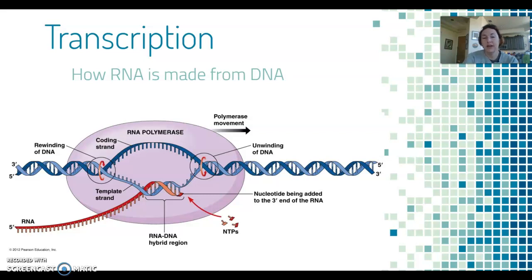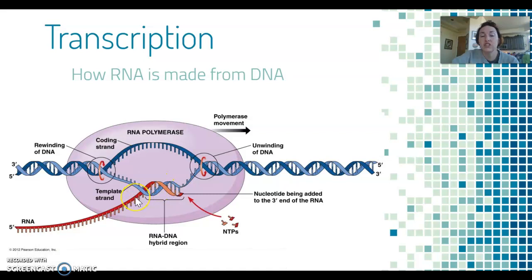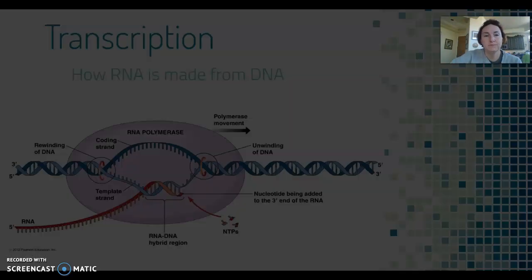Basically what happens is the DNA unwinds, and then RNA polymerase is going to come through, and it's going to make a messenger RNA strand, which is this red strand here. It's going to match up those nitrogenous bases, the A's, the U's, the C's, and the G's, and those are going to match up with your A's, your T's, your G's, and your C's on the DNA. And so that is the whole purpose of transcription.